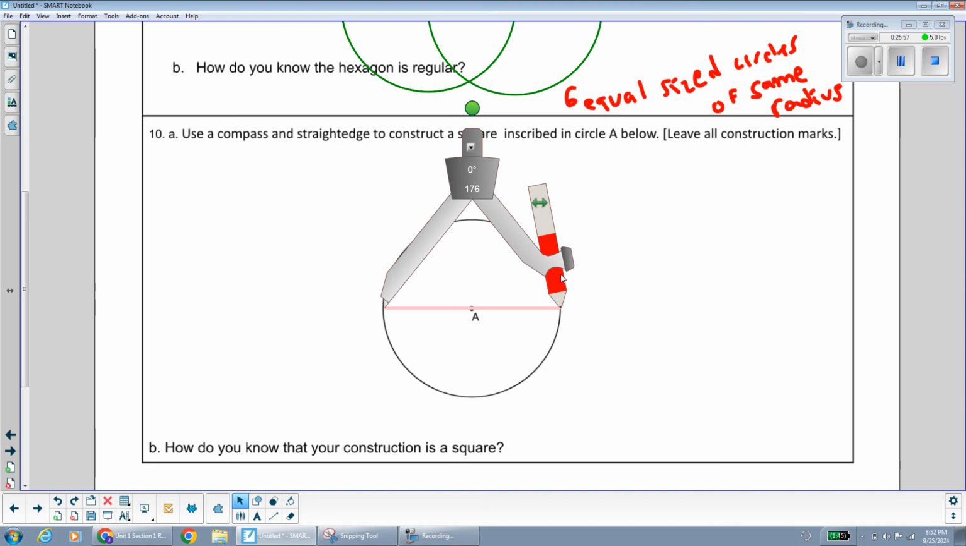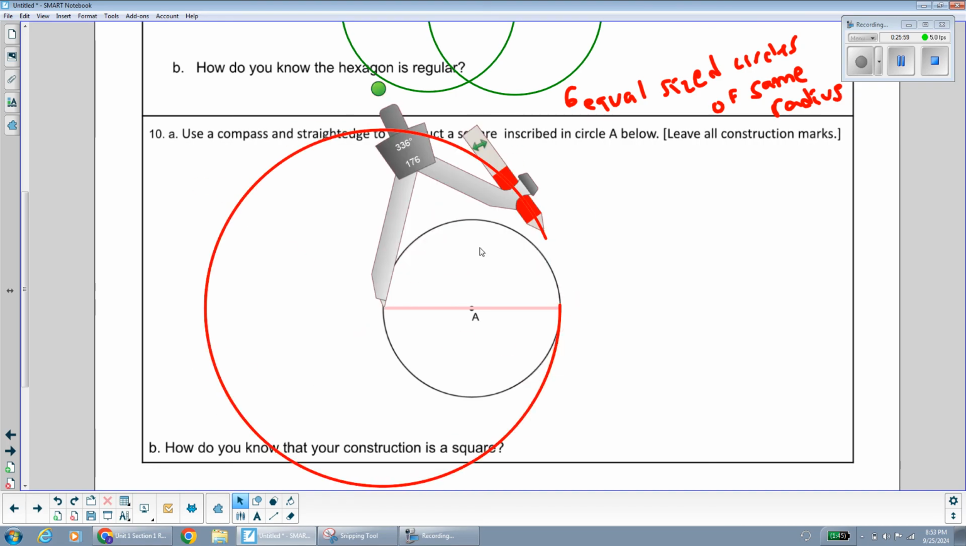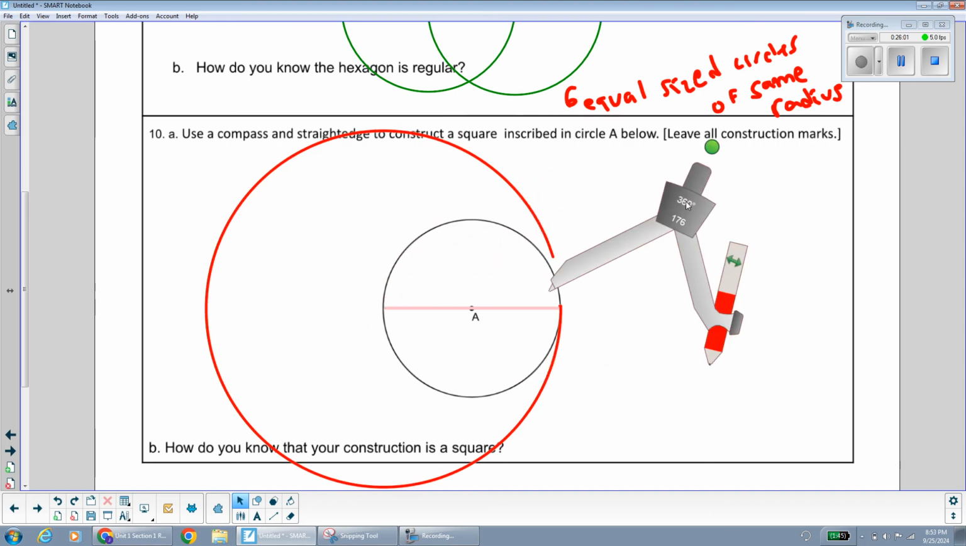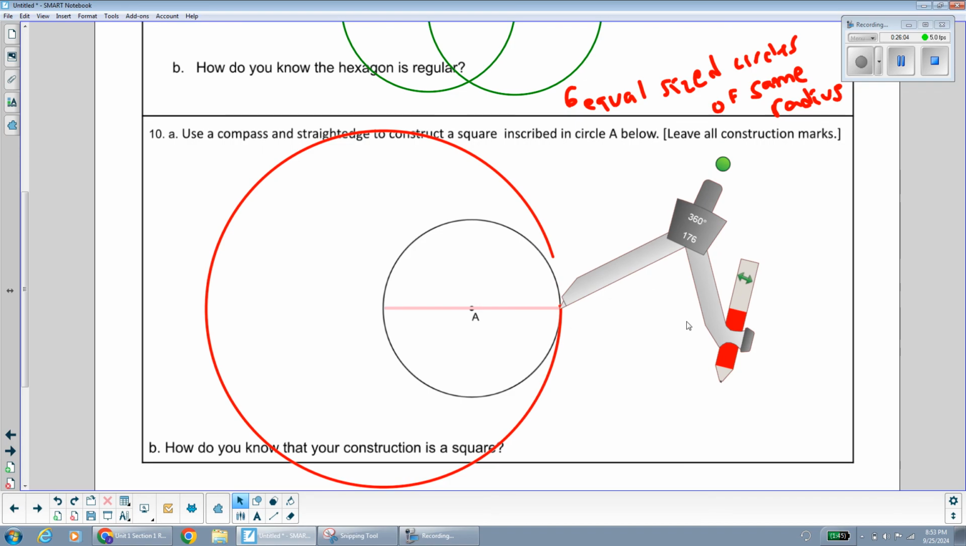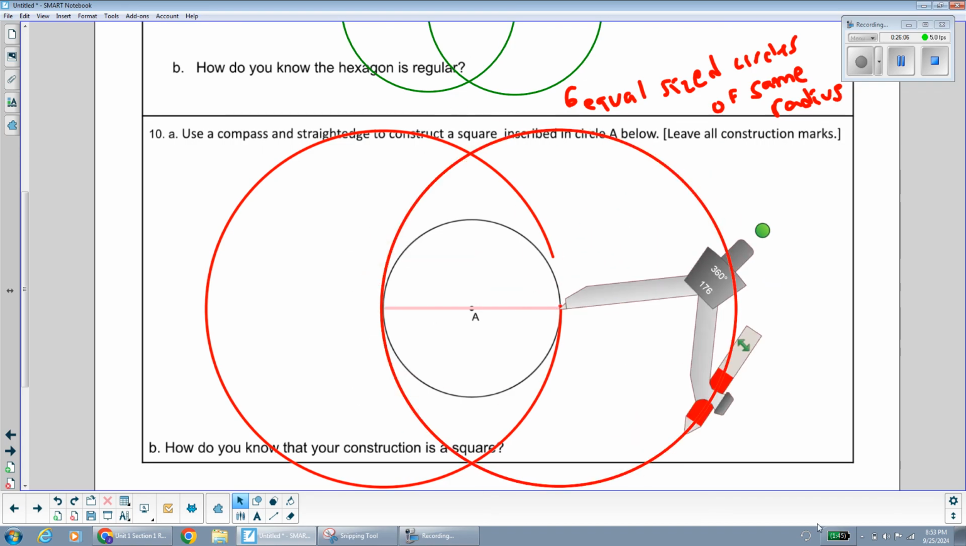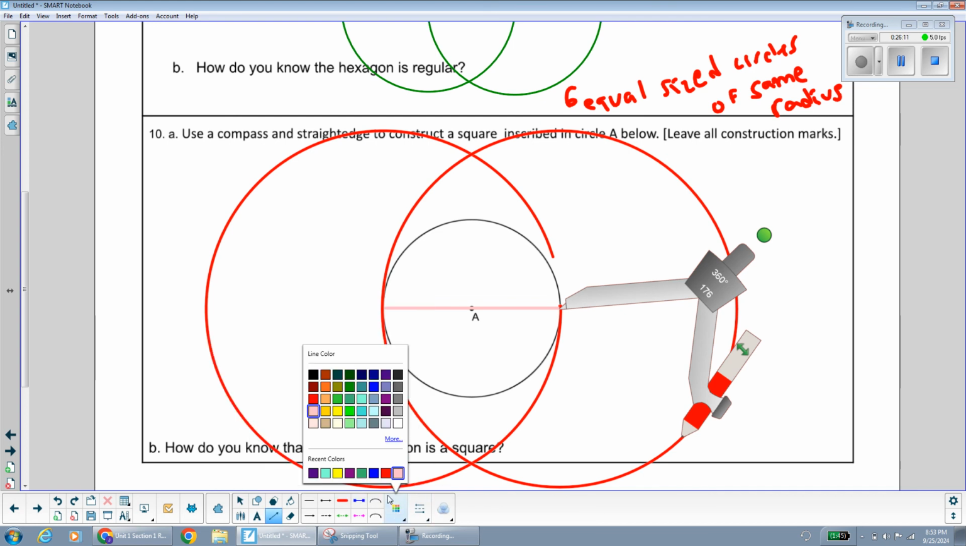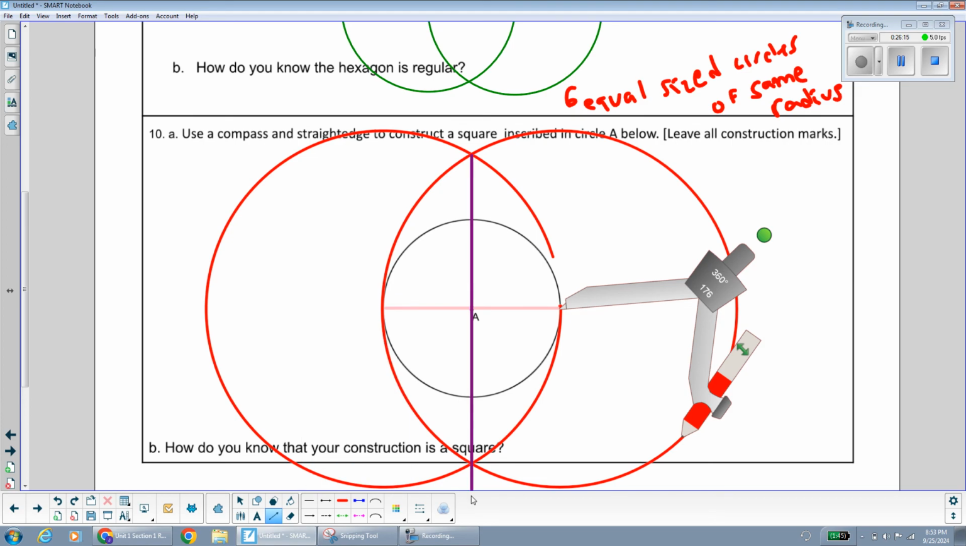I'm going to open up to the length of the diameter, swing a circle over to the other endpoint of the diameter. We're going to swing the same circle. Let me grab a different color. Right through those intersection points is where I'm going to draw my perpendicular bisector. These lines inside the circle indicate the diagonals of the square.